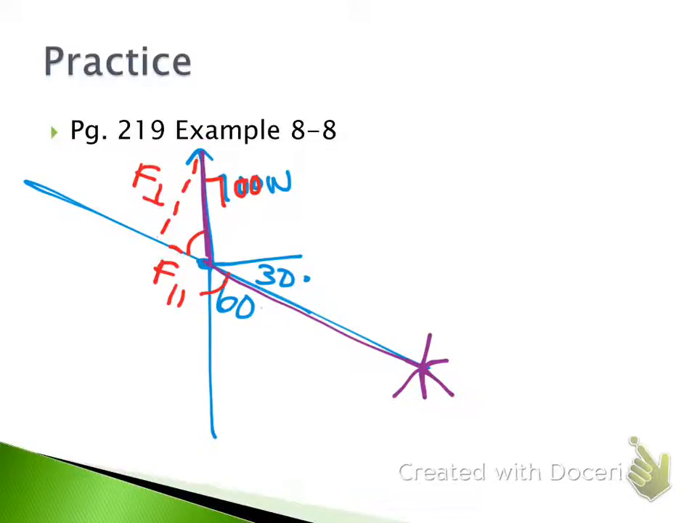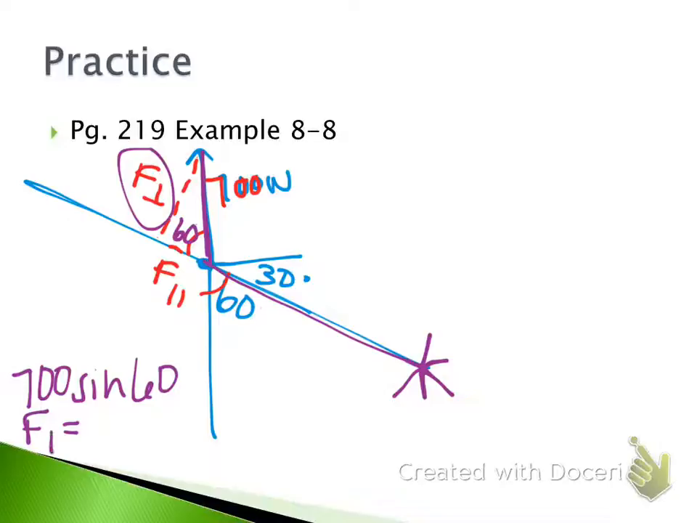So we would use sine of 60 degrees. I know this is a little tricky to visualize, but hopefully we're getting there. Sine 60, because we want that perpendicular component. So we would take 700 times sine of 60 to get our force perpendicular. Can somebody tell me what that is?